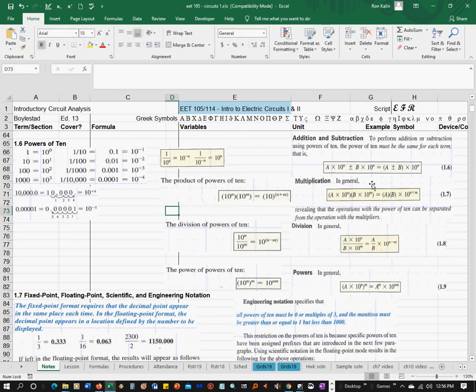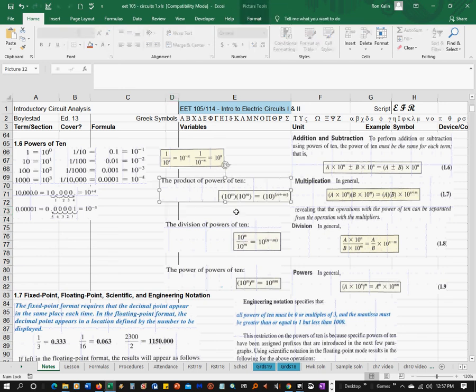Addition and subtraction. To perform addition and subtraction using powers of 10, the power of 10 must be the same for each term. So these two n's are the same. Then all you have to do is add or subtract the coefficients, and then you multiply by that power of 10, whatever that n is. It's going to be an integer.